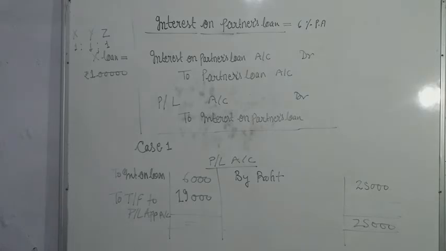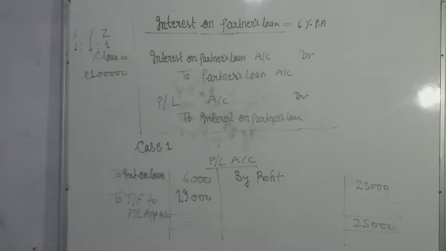It means that you are having 25,000 rupees of profit, but out of this 25,000 rupees, how much are you giving as interest on loan? You are giving interest on loan of 6,000. So 25,000 minus 6,000, how much is left? 19,000. This 19,000 will be transferred to PL appropriation account.